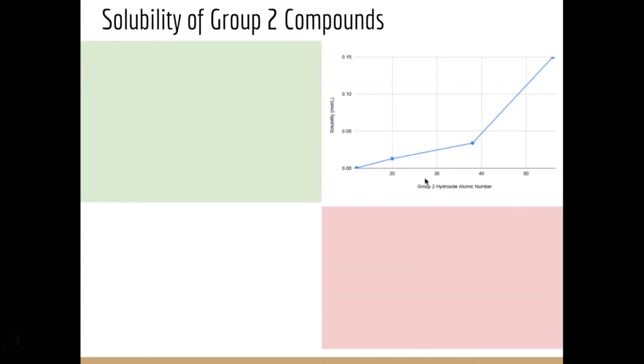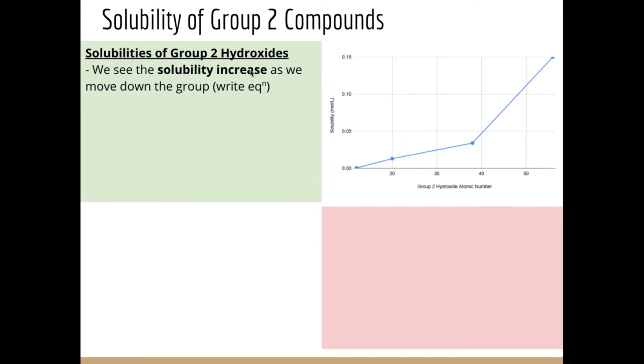Okay, let's investigate some of the solubility of our Group 2 compounds. Let's look first at the hydroxides. This is something that we touched on at the end of last lesson, but now we're going to go into a little bit more depth. So I have the solubility of the Group 2 hydroxides. You can see we've got the atomic number down the bottom. So we start at magnesium hydroxide. Then we have calcium hydroxide. Then we have strontium hydroxide and barium hydroxide.